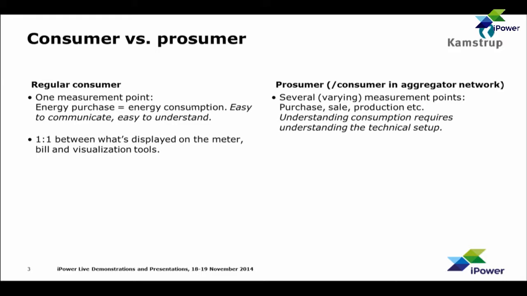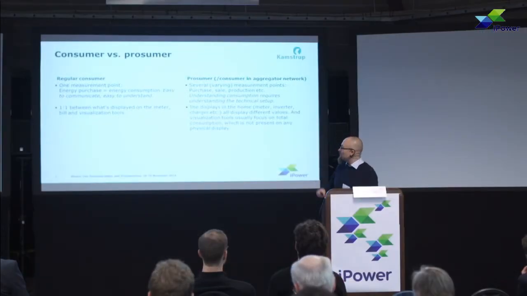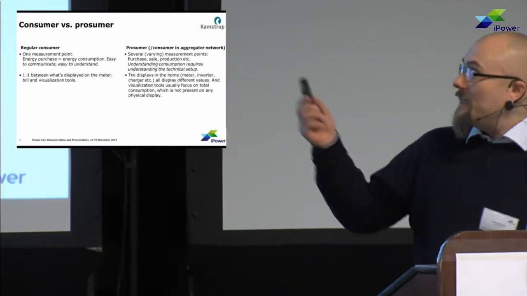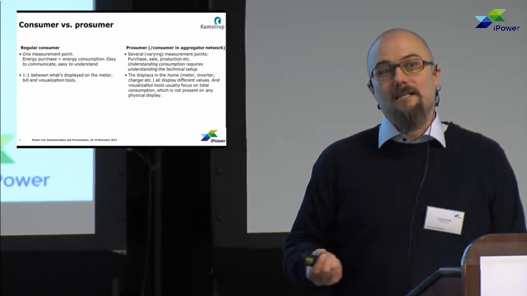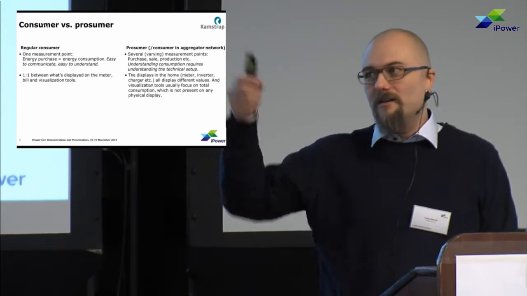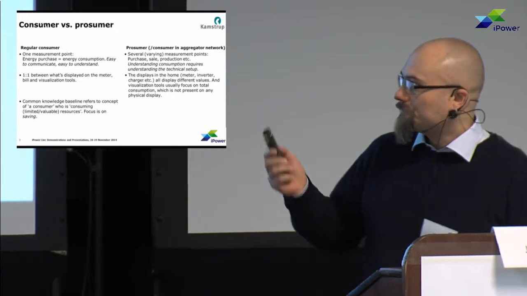In a regular consumer's household, there's a one-to-one correlation between what's on the bill, what's on the meter, and what's in the energy management system. I can describe this frustration where the prosumers in Stenderup would look at one meter displaying one thing and the energy management system displaying another thing, and of course the bill would display a third thing. And that's actually quite a big challenge in communicating this, because you have different displays displaying different things all around you.